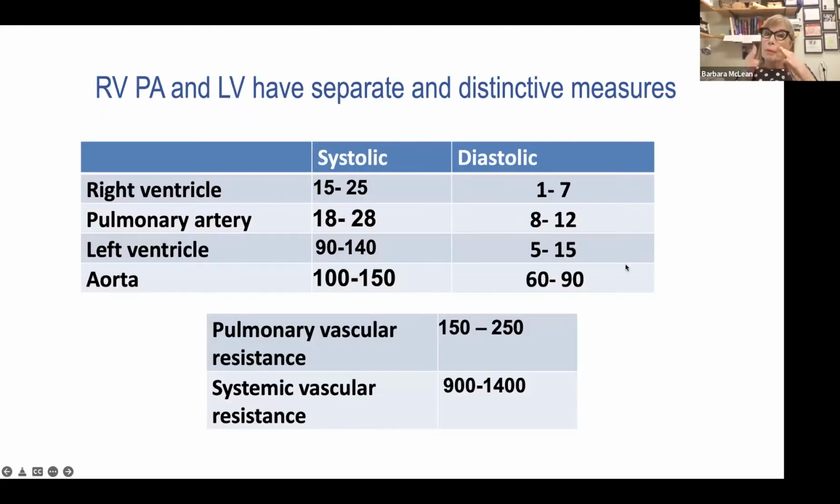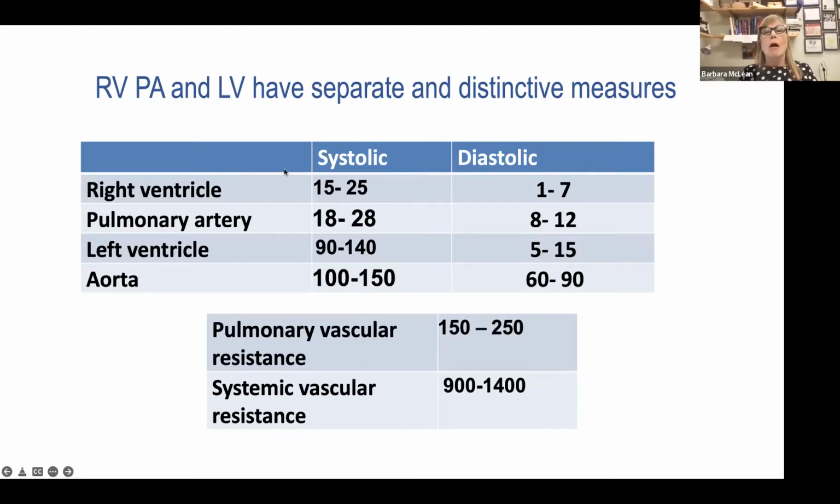So this will be my last slide for today. I just want to remind you that the RV, the PA, and the LV have separate and distinct measures. If you look at RV systole, 15 to 25, and PA systole is quite close to that, but neither one of those is close to LV systole. LV systole is close to aortic systole. So RV and pulmonary artery, very close systoles. LV and aorta, very close systoles.